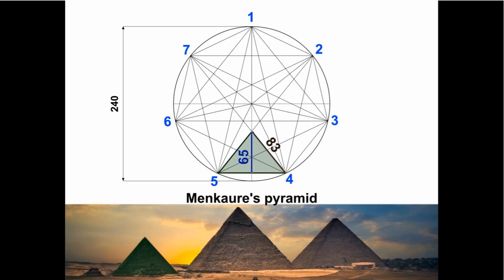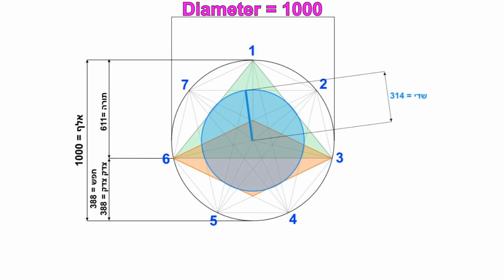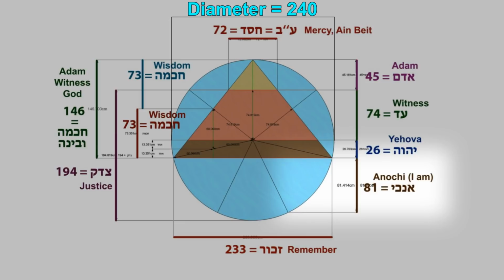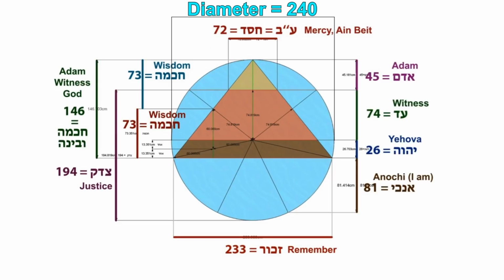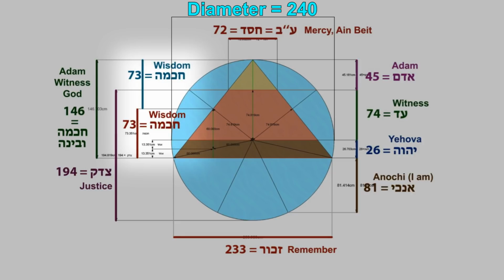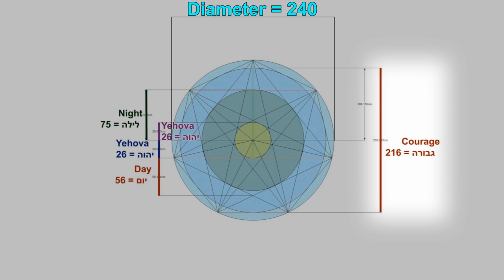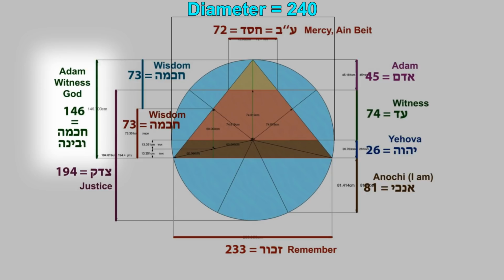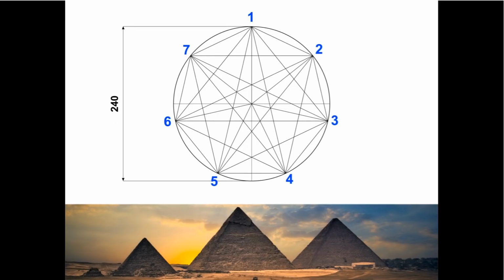Hebrew geometry offers a stage for the spectacle that glorifies the language of nature, exposing the imprint of the names of God in space. Shaddai, 314. El Shaddai, 345. Anochi, 81. Adonai, 65. Yehovah, 26, 1, 13. Revealing the names of the Sefirot, wisdom, Chokhmah, 73. Intelligence, Binah, 67. Grace, Chesed, 72. Courage, Gvura, 216. This platform of the Spirit of Yehovah reveals a world, Olam, 146. Justice, Tzedek, 194. Blessing, Baruch, 228.